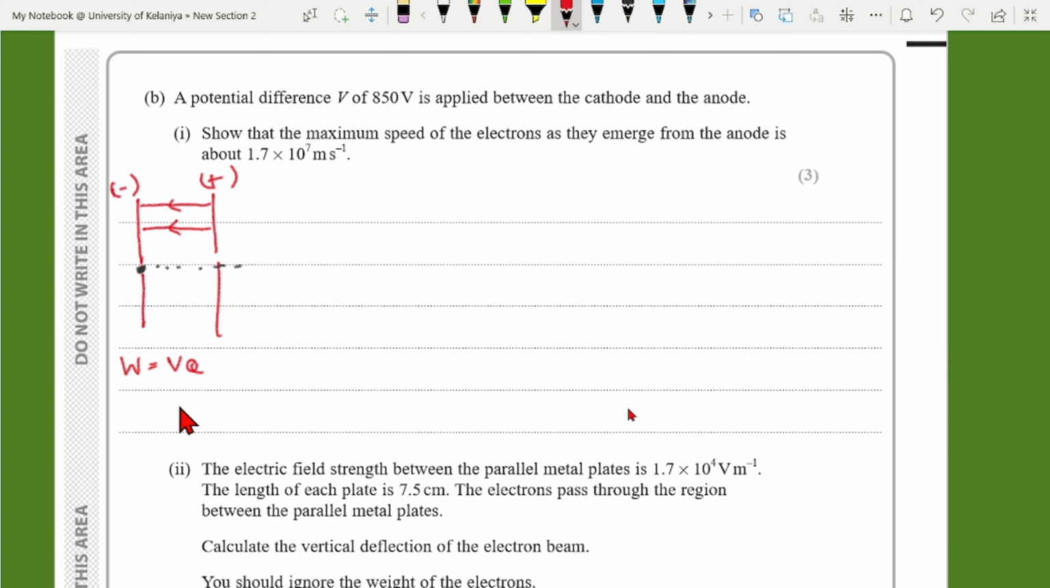This work done will be converted into the kinetic energy of the electron when it is here. Got it? Right? Who's doing this work? The electric field, right?